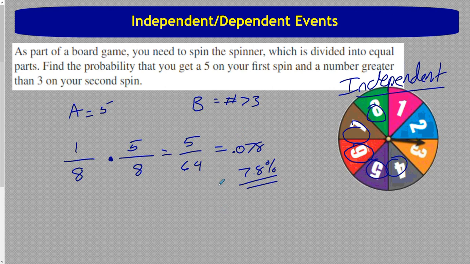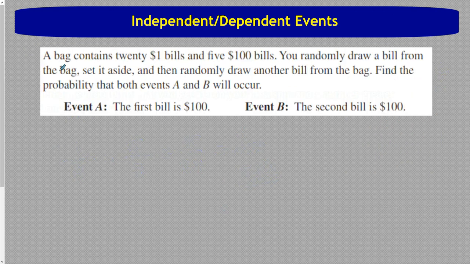7.8%. Okay, let's look at a slightly different example. A bag contains 20 $1 bills and 5 $100 bills. You randomly draw a bill from the bag, set it aside, and then draw another bill. Find the probability that both A and B occur. A being that you draw a $100 bill first, and B, the second one is $100.